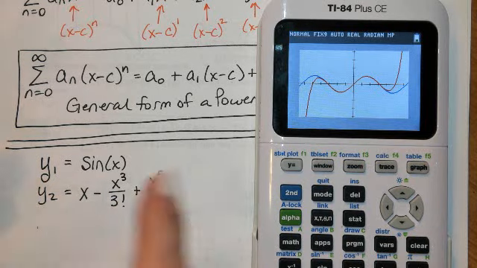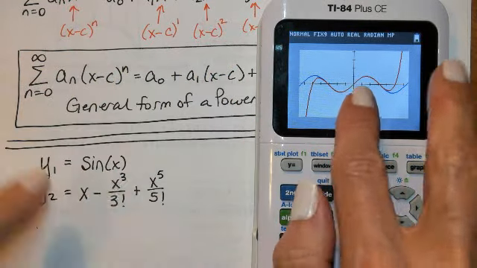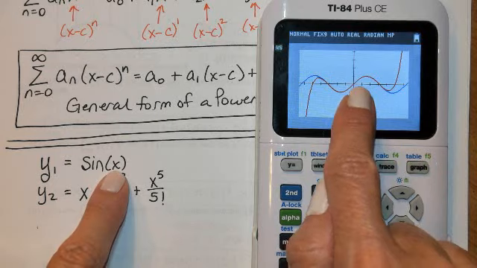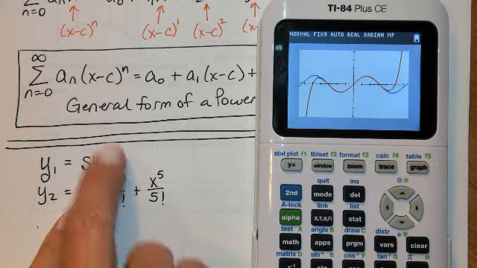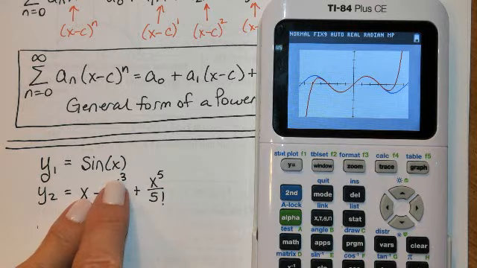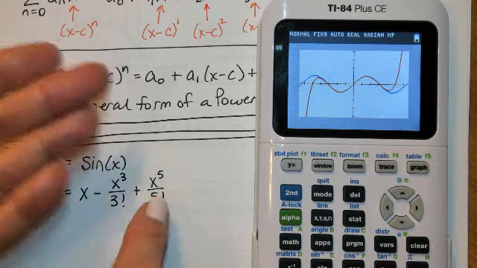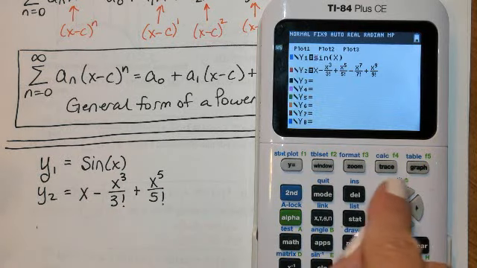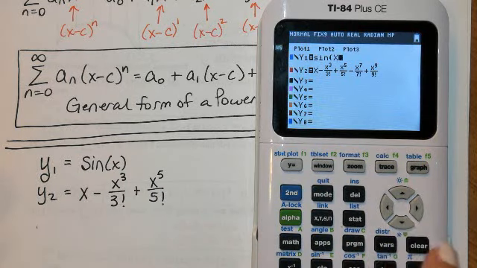Okay, now these were both centered at the origin, right? Because it was just an x. These were all just x's. They weren't like x minus something. Let's do a little recentering. Let's come in and let's recenter this.